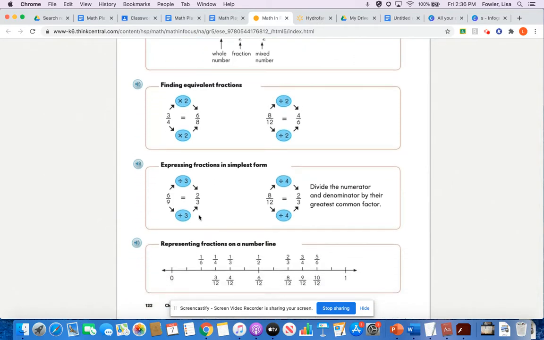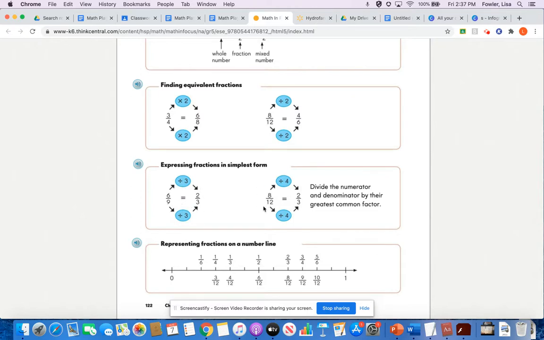So also you've learned, I believe in 4th grade, about expressing fractions in simplest form. So in order to simplify a fraction, you divide the numerator and denominator by their greatest common factor. So in 6/9, 6 and 9 are both multiples of 3. So if you divide by 3, you get 6 divided by 3 is 2, 9 divided by 3 is 3. So 6/9 can be reduced or simplified to 2/3.